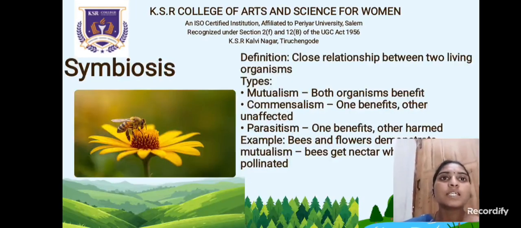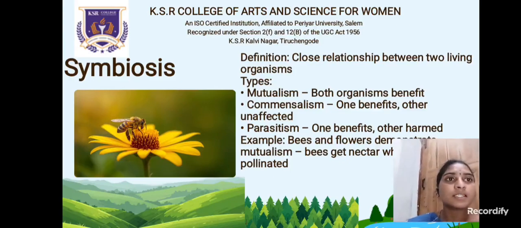The next topic is symbiosis. It is defined as a close relationship between two living organisms. It has three types. The first type is mutualism, which means both organisms benefit. The second type is commensalism, which means one benefits and the other is unaffected. The third type is parasitism, which means one benefits and the other is harmed. For example, bees and flowers demonstrate mutualism. Bees get nectar while the flowers get pollinated.